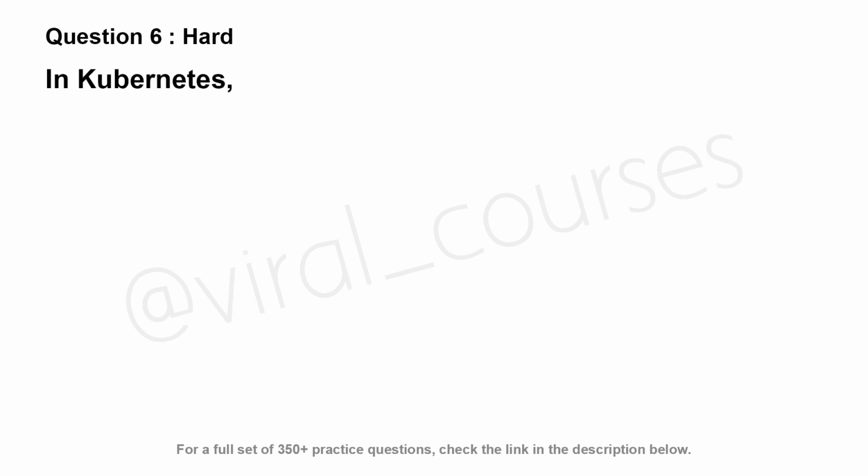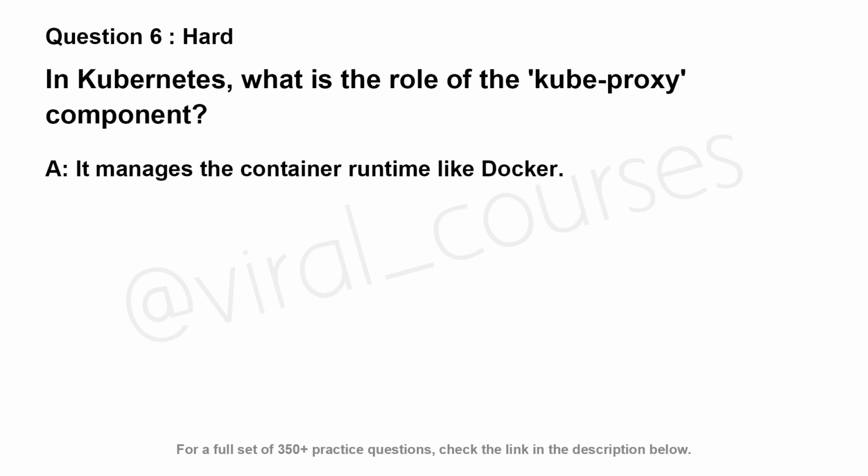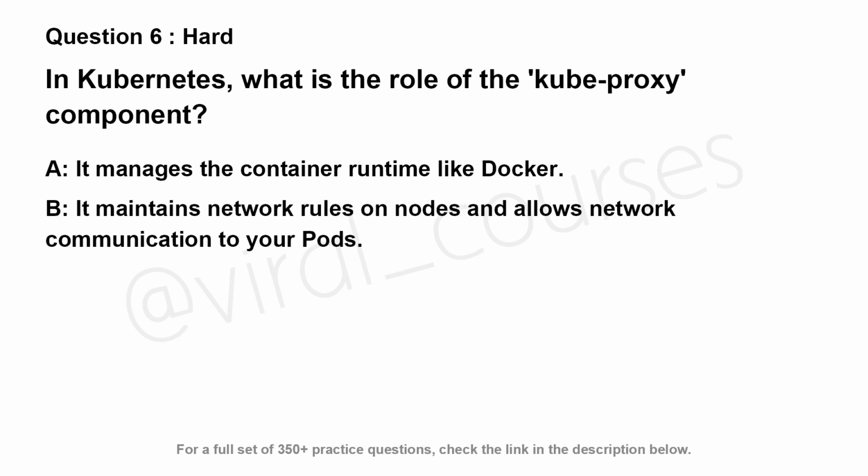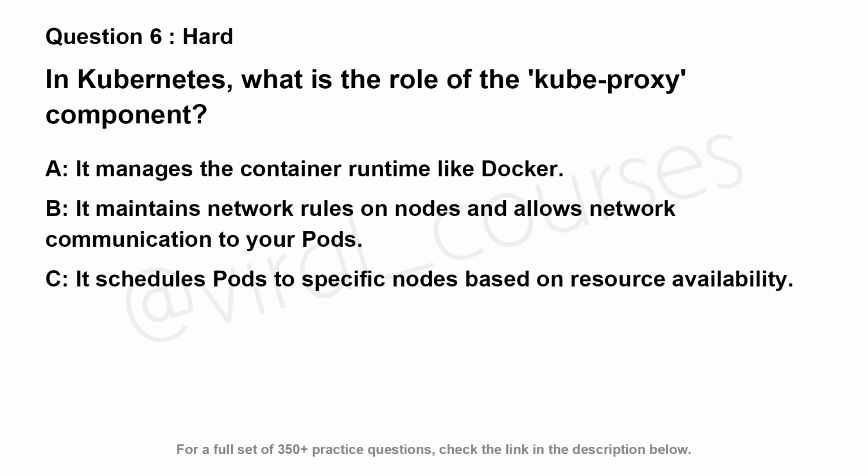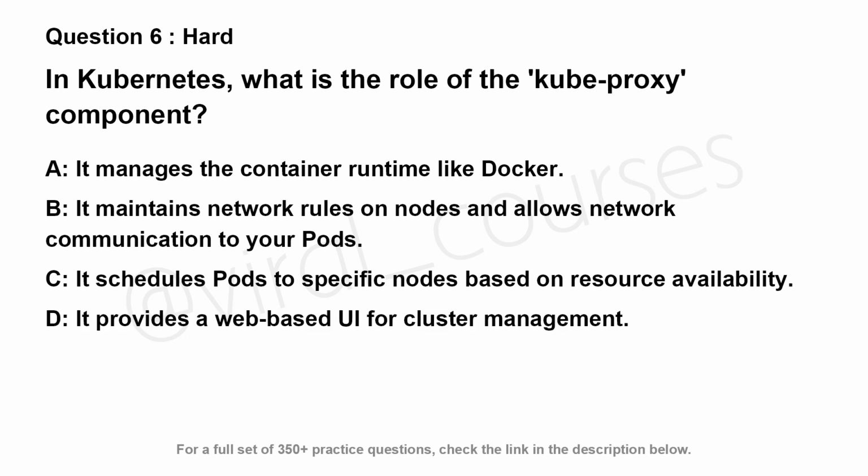In Kubernetes, what is the role of the kube-proxy component? Option A. It manages the container runtime like Docker. Option B. It maintains network rules on nodes and allows network communication to your pods. Option C. It schedules pods to specific nodes based on resource availability. Option D. It provides a web-based UI for cluster management.